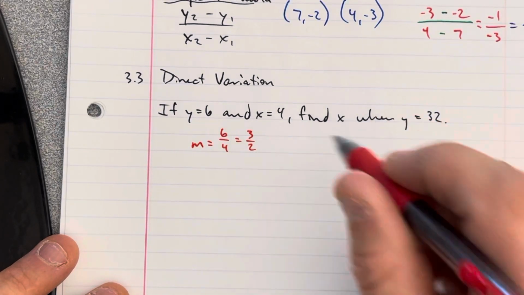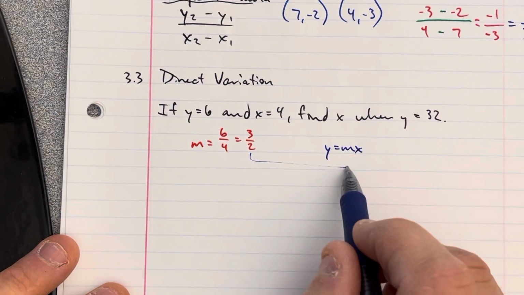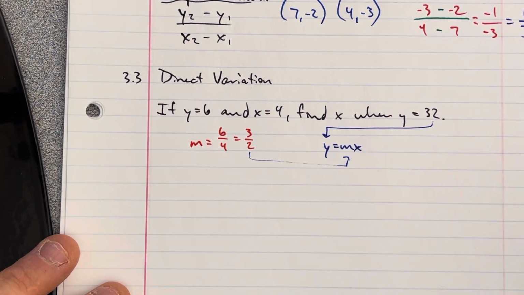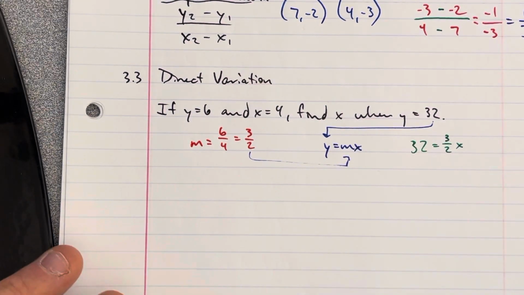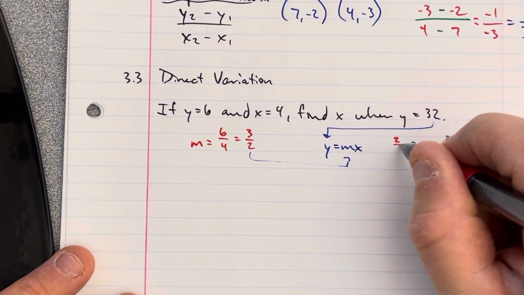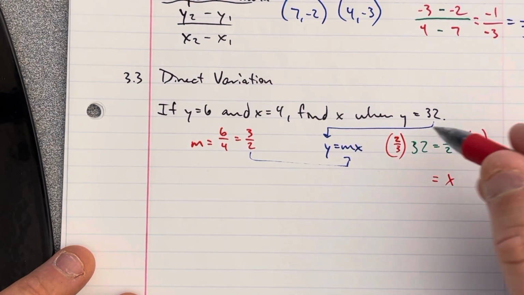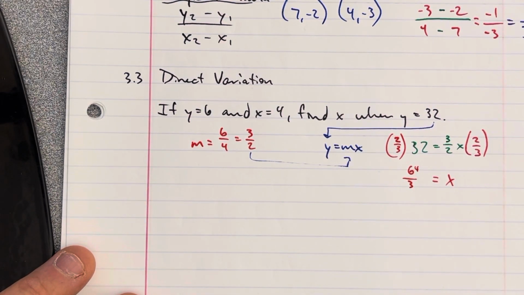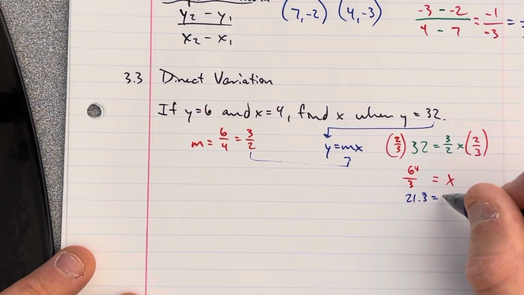I can put it into my y equals mx formula, meaning this is my m, so I plug it in. They say this is y, so I'll plug it in here. And then I can solve. 32 equals 3 over 2 x. And to solve this equation that we have created, we just multiply by the reciprocal on both sides. And when I do that, I get an ugly number, but that's okay. I can't simplify anything, so it just really becomes 64 over 3. And 64 over 3 is really, if I divide, I think that's 21.3 repeating equals x.